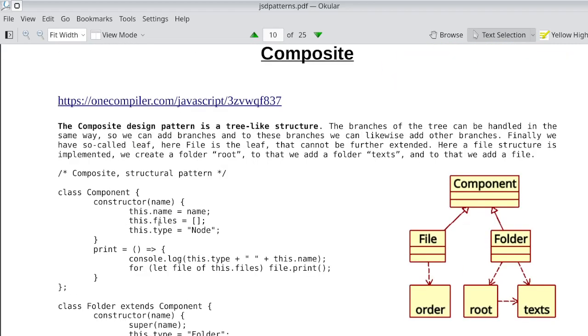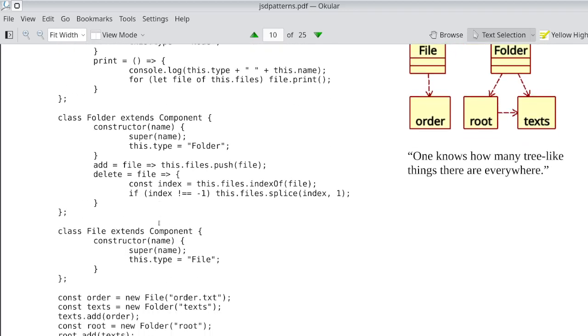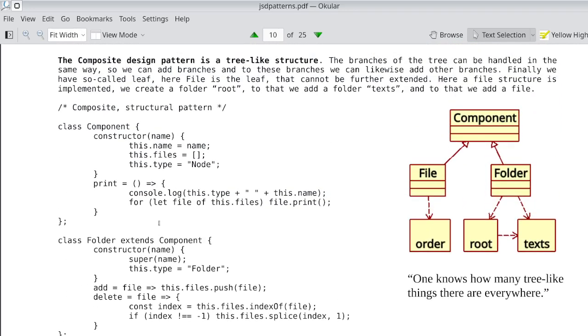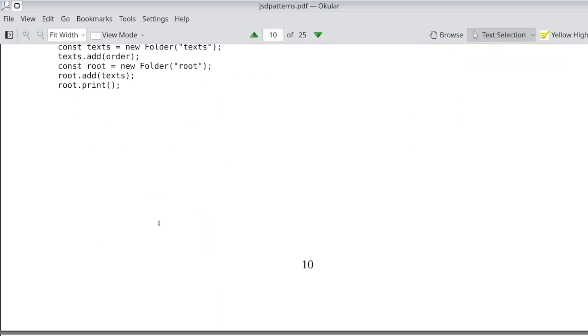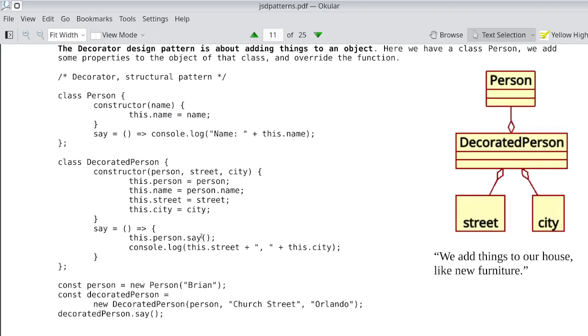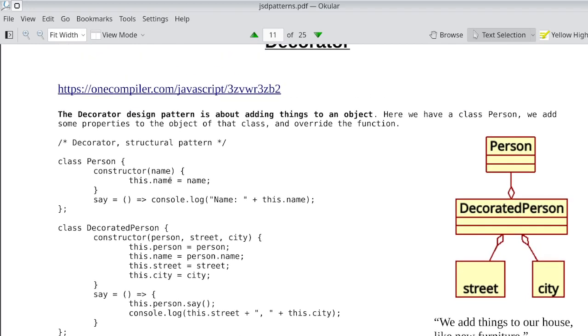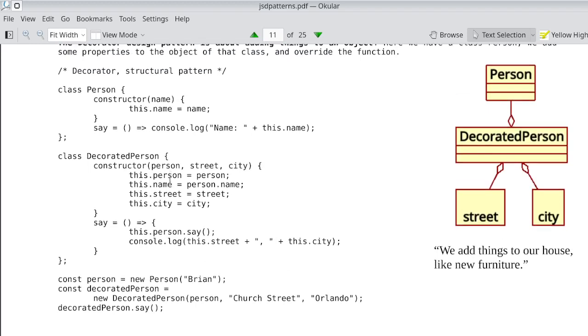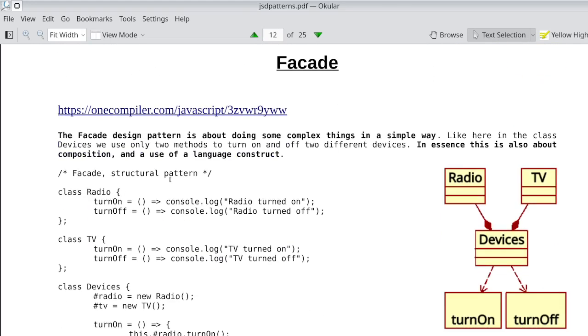The composite design pattern is a tree-like structure. The decorator design pattern is about adding things to an object. The facade design pattern is about doing some complex things in a simple way. In essence, this is also about composition and the use of a language construct.